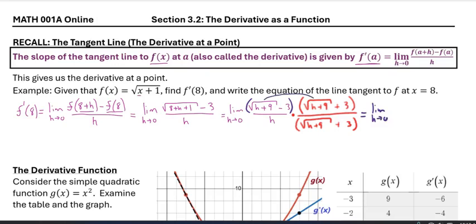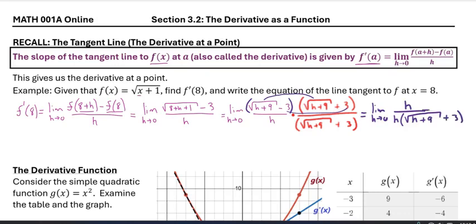If we multiply this out on the numerator, I might do several steps. The first two terms multiplied together will give me h plus 9. The last two multiplied together will give me minus 9. That's just going to give me h. On the bottom, I'm not going to multiply that out. I'm just going to write it side by side.